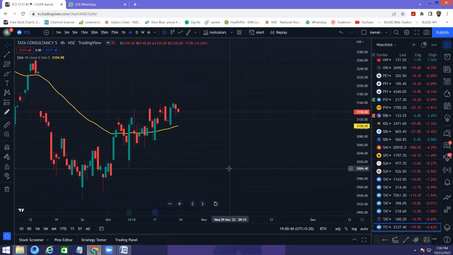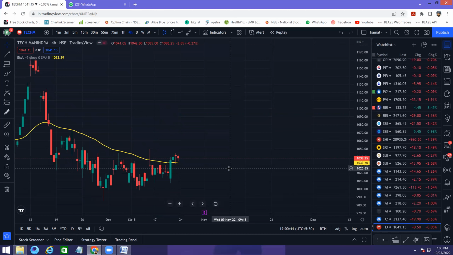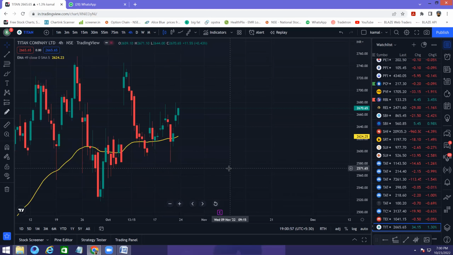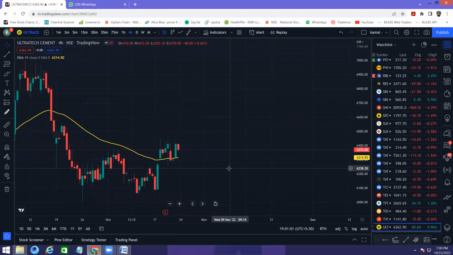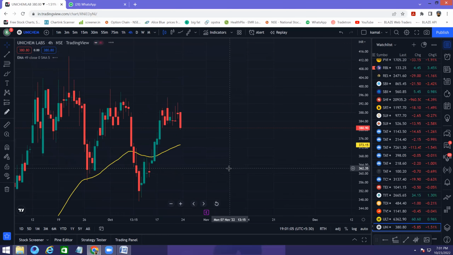See, TCS. TCS is coming into buy, is in buy. Now Tech Mahindra. You had 2 green candles closing above the EMA. None of the red candles have gone below it. You can take a trade on a buy. This is now the 7th stock we have got. Titan is in buy. You have Ultratech Cement in buy. Ambuja and Ultratech both are there.